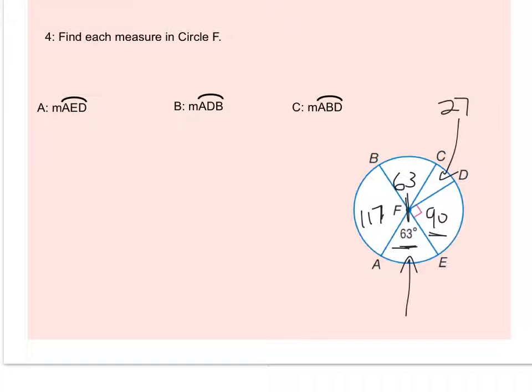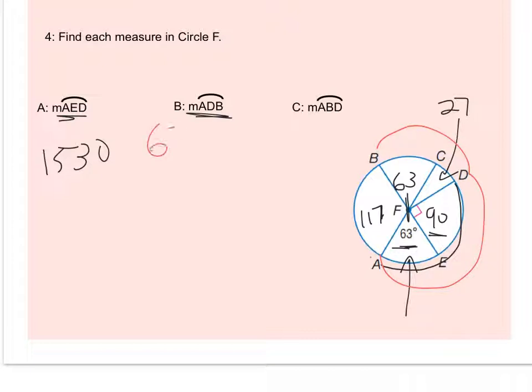So if I go AED, that's going to be 63 and 90, so that's going to be 153. ADB, okay, so ADB, that's going to be a whole bunch of stuff. So that's going to be 63 plus 90 plus 27 plus 63.